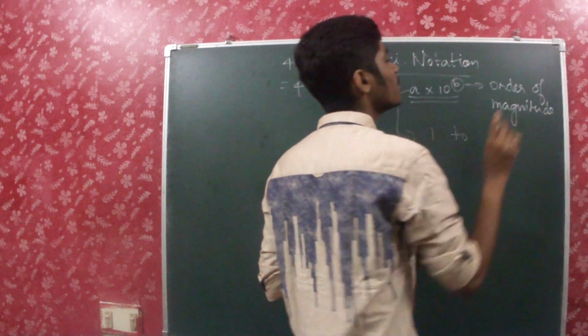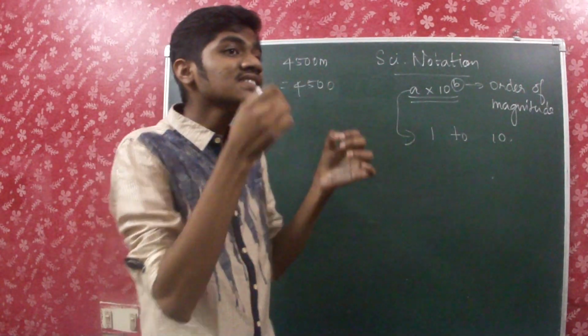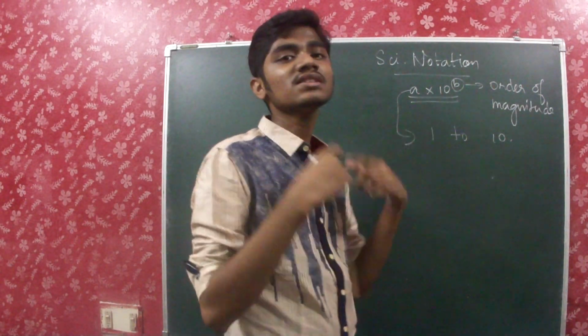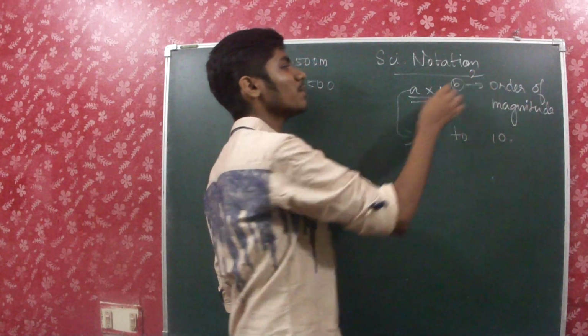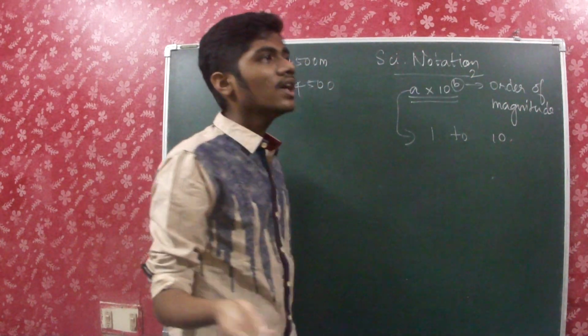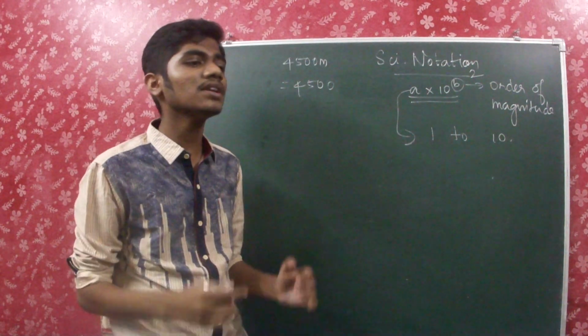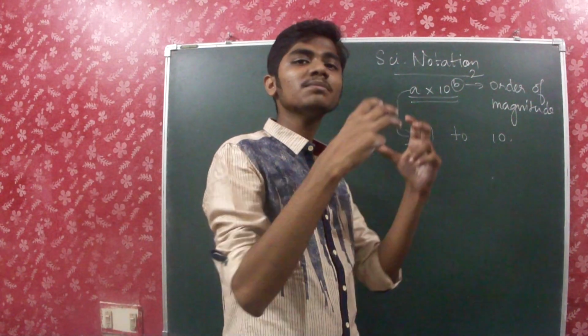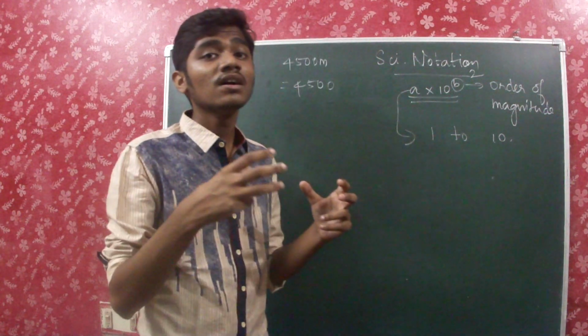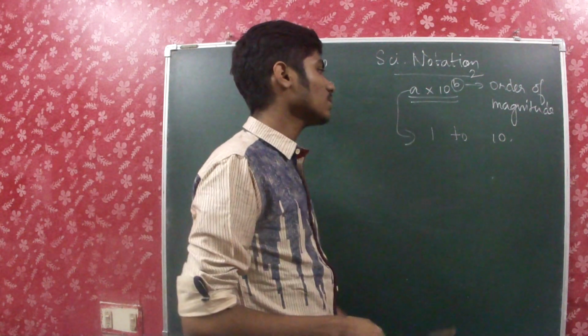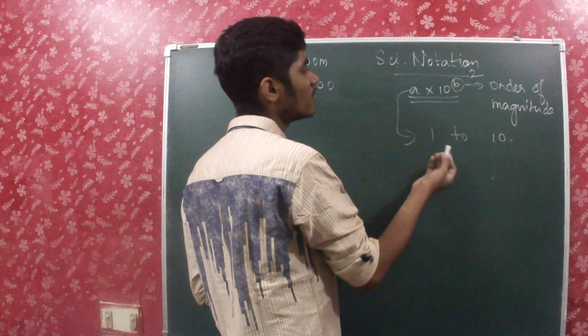B is called the order of magnitude. That is nothing but B is the term to which the 10 is raised. If it's 2, then the order of magnitude of the whole thing is 2. If it's 7, then the order of magnitude of the whole thing is 7. So order of magnitude is nothing but the power to which the 10 is raised in a scientific notation. So A will always be a number from 1 to 10.